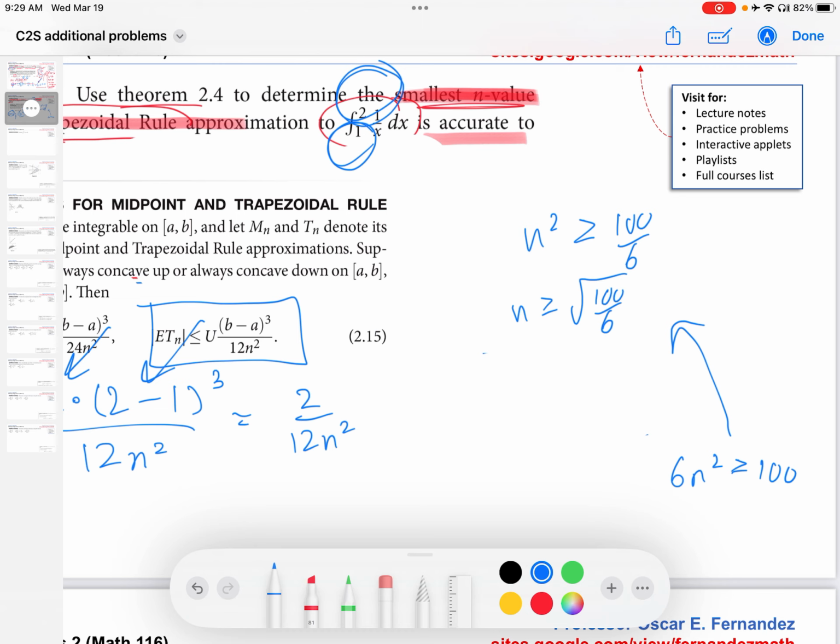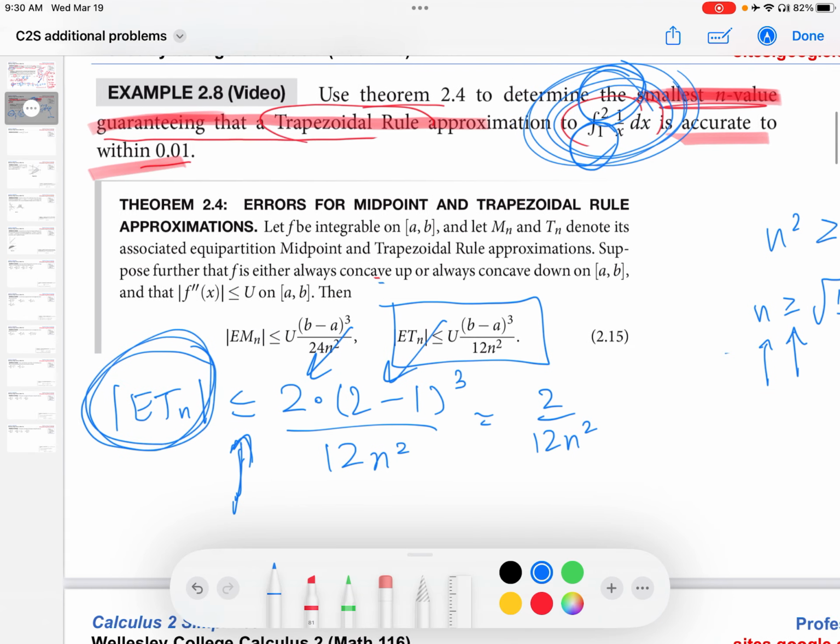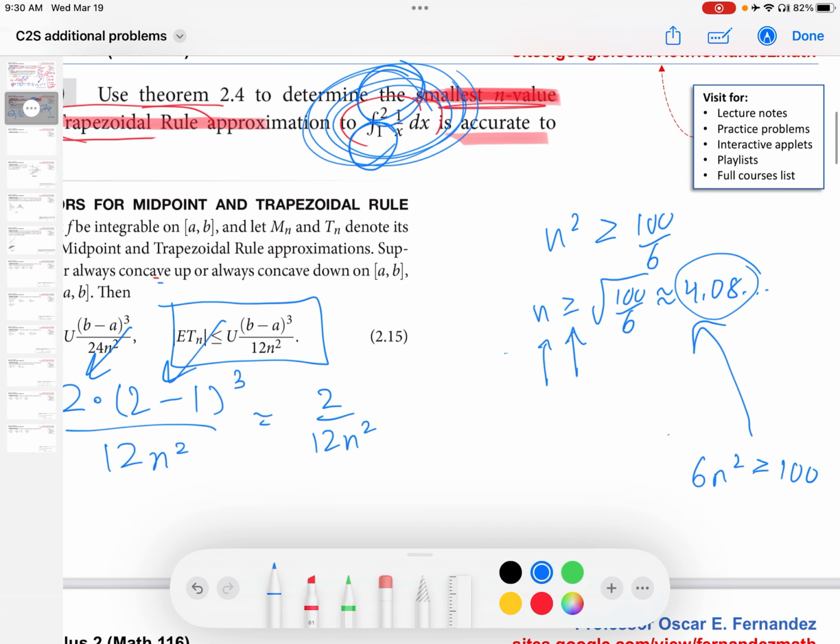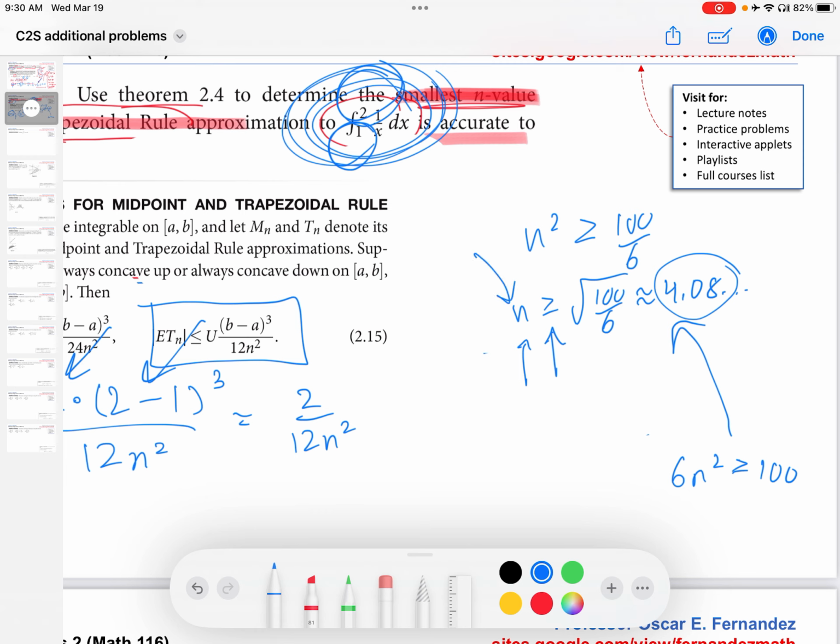This isn't exactly a nice number. It's a decimal. It's about 4.08, and then other stuff here. So as long as n, the number of trapezoids you're going to use to approximate your integral, is at least about 4.08, then your trapezoidal rule approximation to this integral is guaranteed to be accurate to within 0.01. So what would an actual answer look like? Well, n is supposed to be a number of trapezoids. You can't have 4.08 trapezoids, right? So at least 4.08 means that n equals 5 or larger is the answer we're looking for. Okay, see you next time.